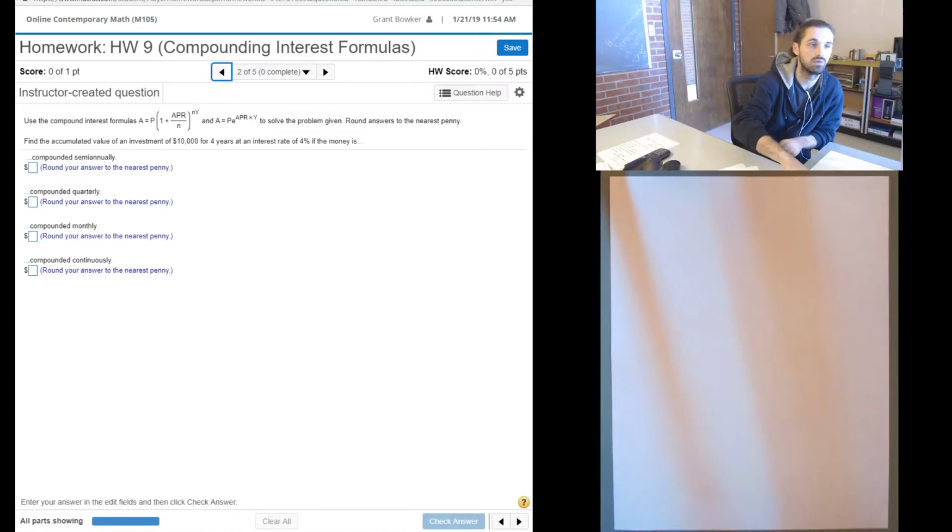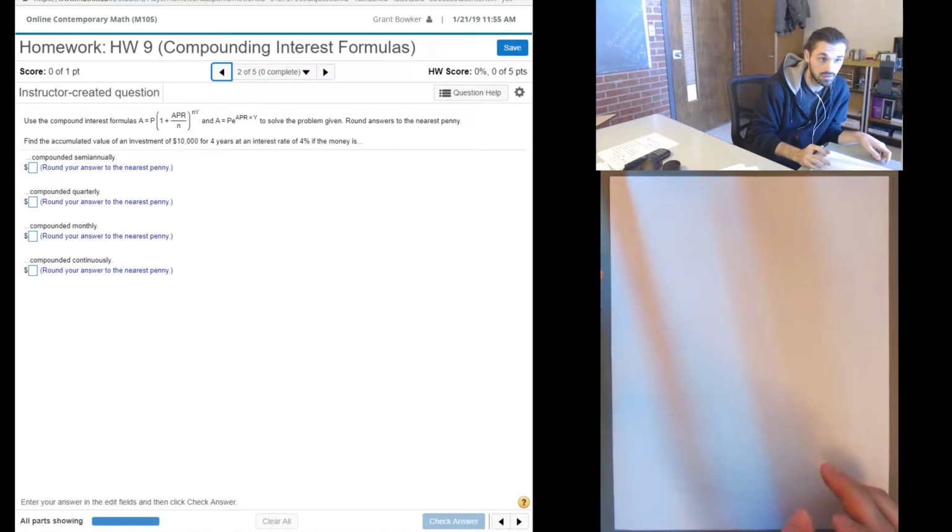Okay, on to homework number 9. Use the compound interest formulas A equals blah and P equals blah to solve the problem given. That's clunky. Round answers to the nearest penny. Find the accumulated value of an investment of $10,000 for 4 years at an interest rate of 4% if the money is compounded semi-annually, compounded quarterly, monthly, and continuously.